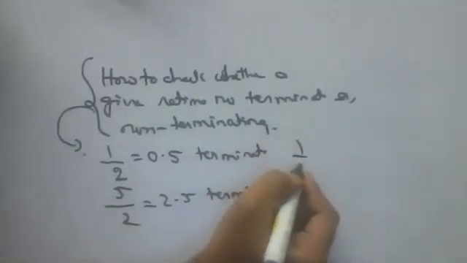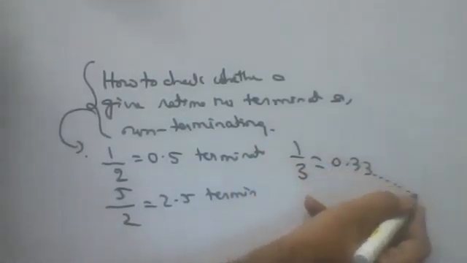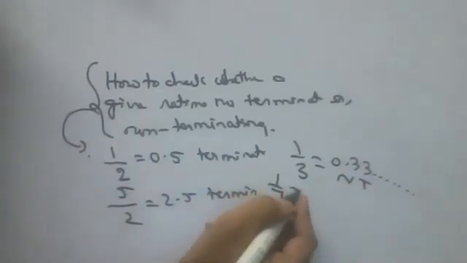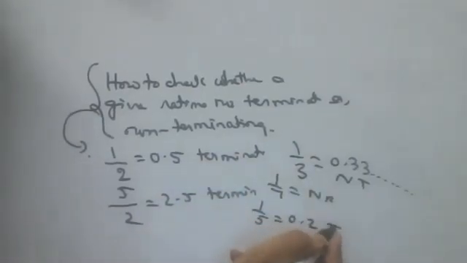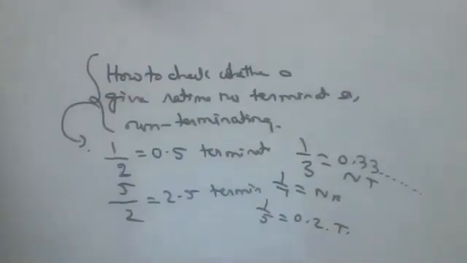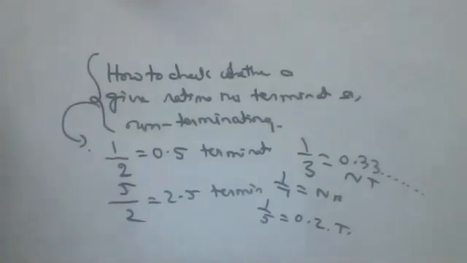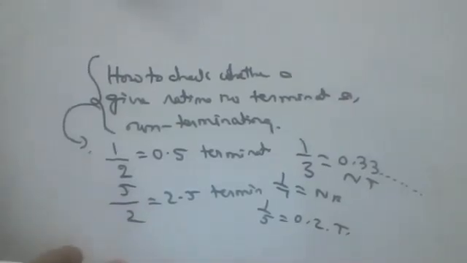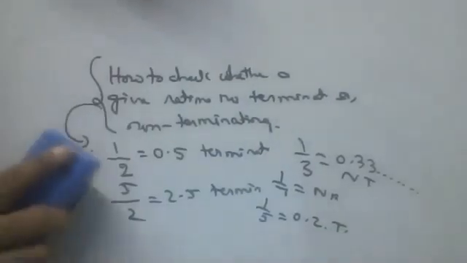Suppose I give 1 by 3. 1 by 3 is not terminating because you get 0.33 and so on. So it is non-terminating. Suppose I give 1 by 7. It is non-terminating, it will never stop. Suppose I give 1 by 5. It is 0.2. It is terminating, it stops. So, according to Euclid's division algorithm, how to say whether a given number is terminating or not? That is today's topic. Children, please listen carefully.